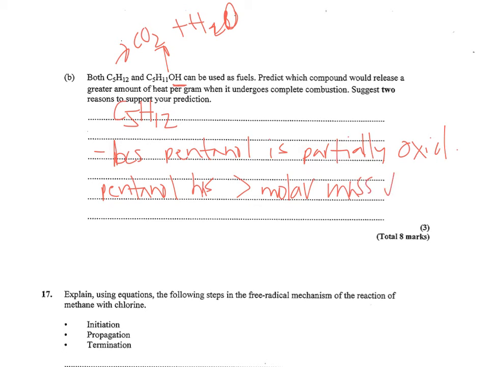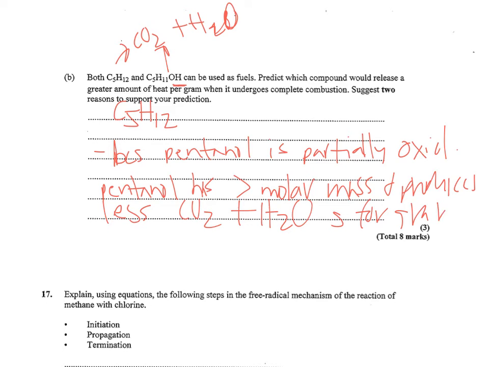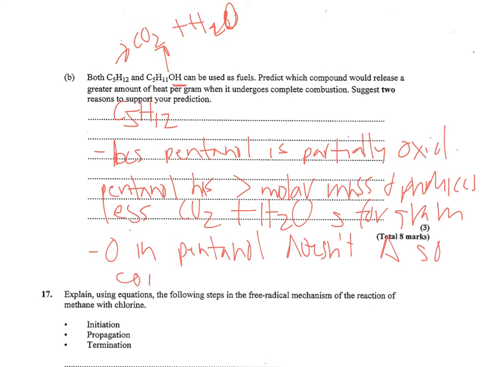And produces less CO2 and H2O gram for gram. Or I could have mentioned that the oxygen in C5, the O in pentanol, doesn't change. Again, that hydrogen bond's already established, so no energy is going to be contributed from that bond.